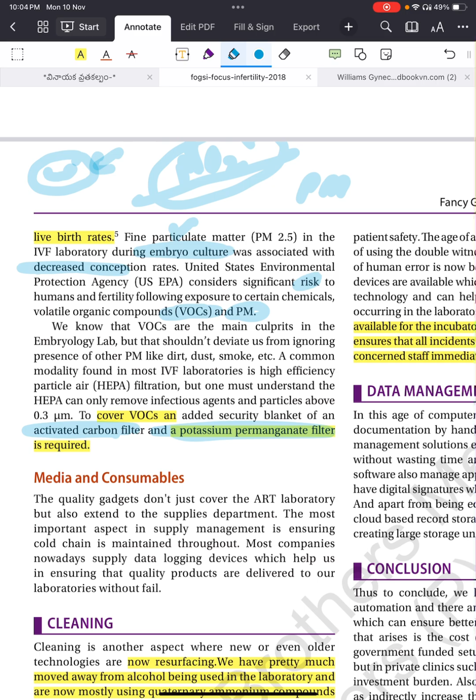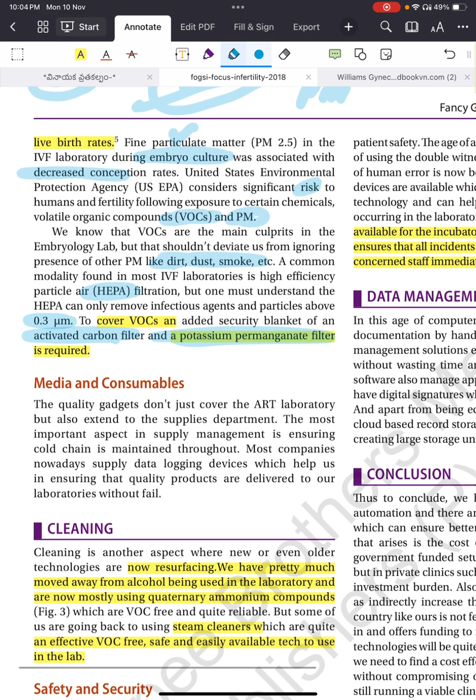So mainly an embryology lab should be very clean. There should not be any dirt, dust, smoke, etc. That's why so many IVF laboratories have HEPA filtration. But HEPA can only remove infectious agents and particulates down to 0.3 micron. These VOCs and PMs are very small particles. To remove them, we should keep an activated carbon filter and a potassium permanganate filter.